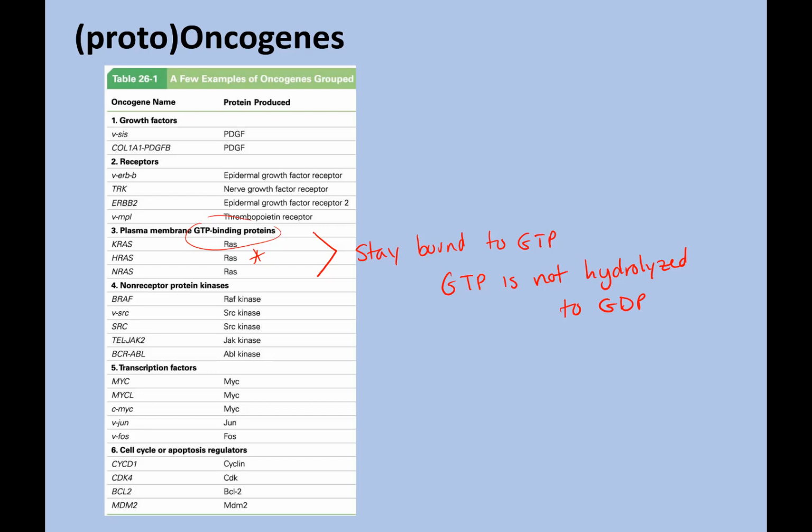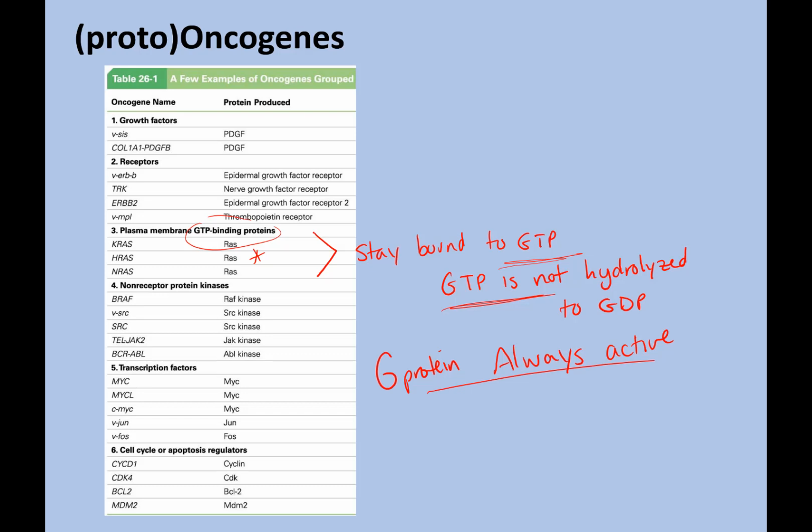So if you remember, G proteins, or GTP binding proteins, are not active until they're bound to GTP. Then they're active for a while, and then an RGS comes and stimulates the hydrolysis of GTP to GDP. Now the RAS, or the G protein, is no longer active. Nucleotide exchange factors come on, give it a GTP, and it goes through that cycle. So with this mutation, the GTP does not get hydrolyzed, so the G protein is always active.